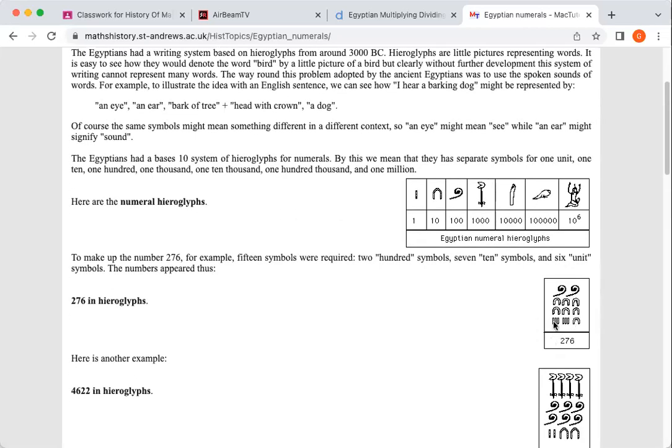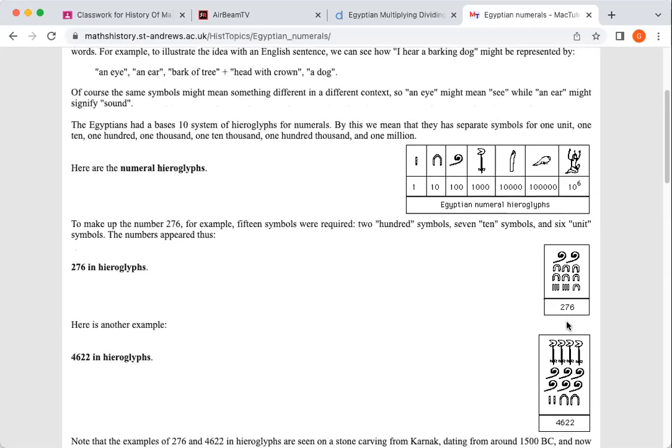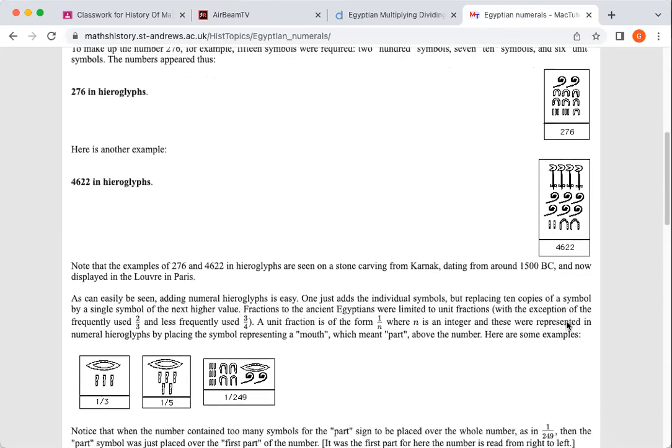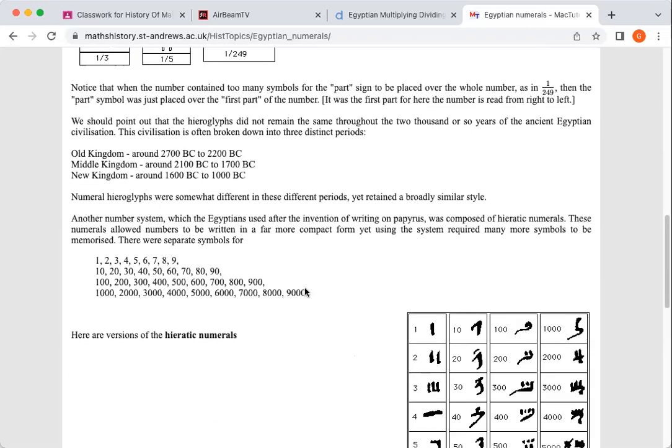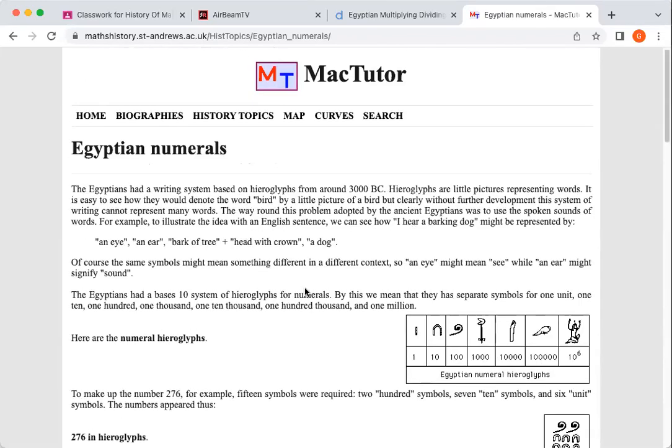So you can see over here, 276 has 2 of their 100 symbols, and 7 of those horseshoe shaped things, 7 of those for 70. And then for 6, I see they have them in sort of groups of 3. Anyway, that was their system. So it's a little like Roman numerals. It's kind of a base 10 thing, but it's not base 10, because in base 10, all you need are the 10 numerals, 0 through 9.